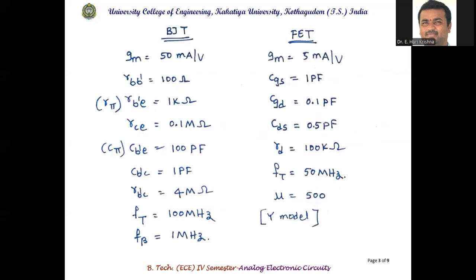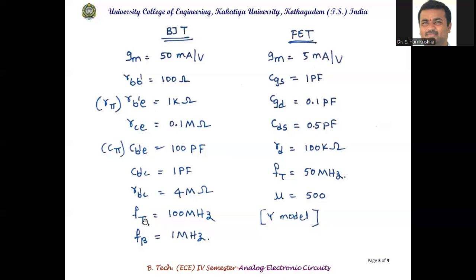So these are all typical values of the model parameters of the hybrid pi model related to the BJT. gm is the transconductance, 50 milliampere per volt. RBB' is the base spreading resistance, 100 ohms. RB'E is the resistance between base dash and emitter, 1 kilo ohm. RCE, collector to emitter, is 0.1 mega ohms. CB'E is 100 picofarad, CB'C is 1 picofarad, and all these values can be seen from this.